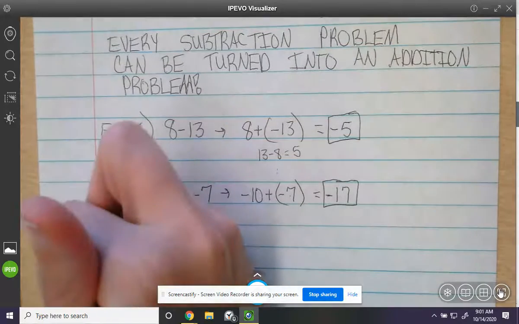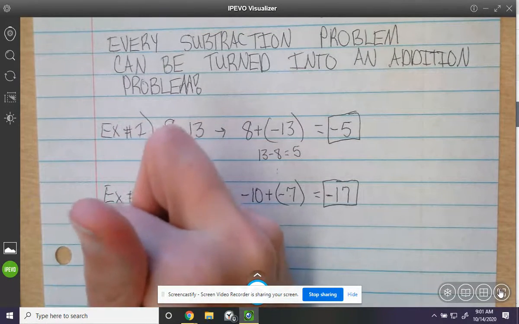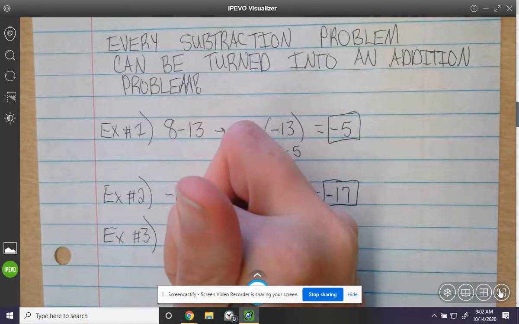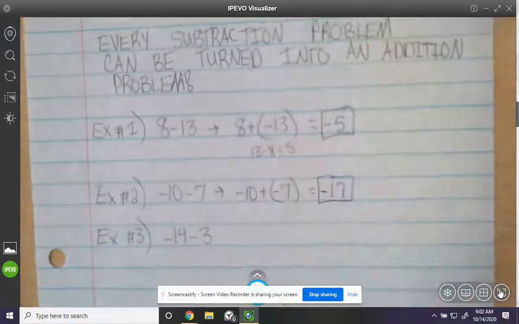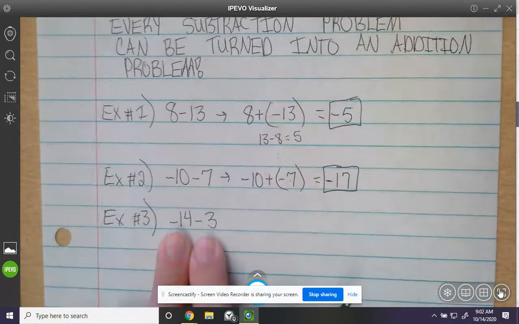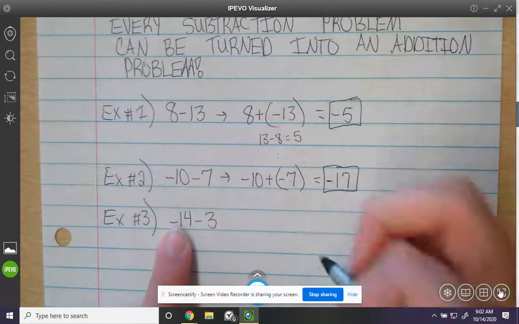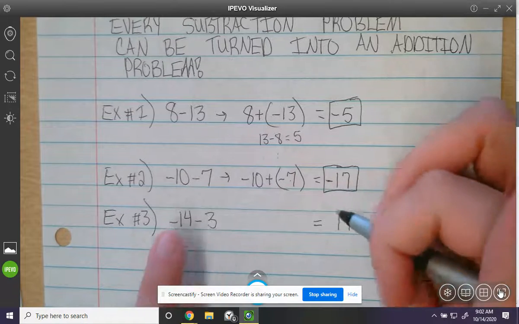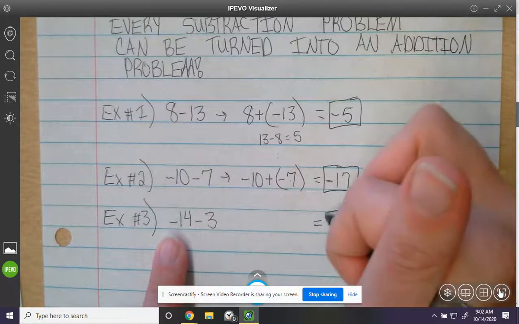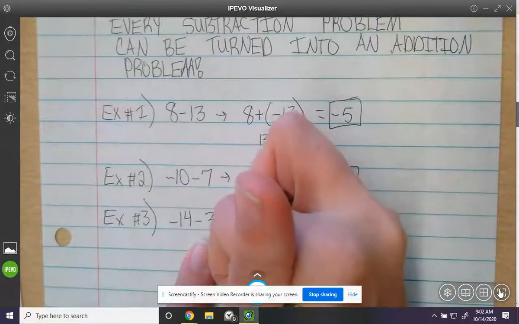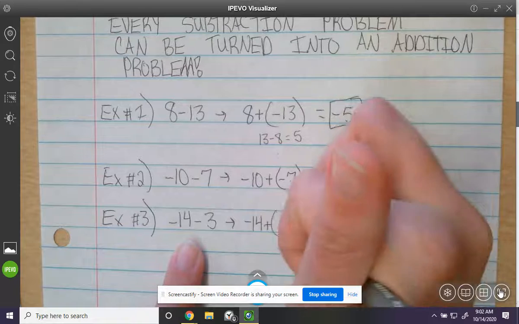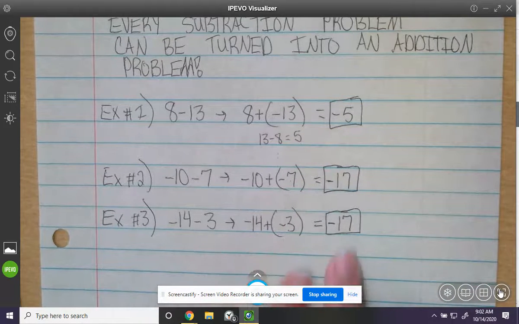So let's do one more. Let's do negative 14 minus 3. Okay, same signs or different signs? That's negative, so it's the same sign, so I'm just going to add. I picked the same thing. And I keep my sign, so it's going to be negative 17 yet again. If you wanted to turn this into an addition problem, you got negative 14 plus a negative 3. You can clearly see here they're both negatives, so you just add.